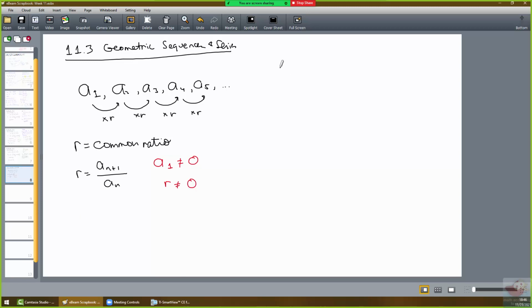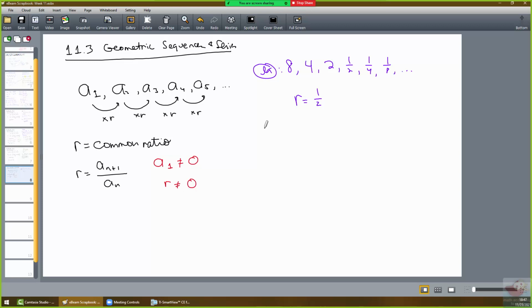So, for instance, if we had the sequence 8, 4, 2, 1, 1/2, 1/4, 1/8, ... What number do we keep multiplying by? 1/2. Good. And again, it has to work for every number shown. If it doesn't, like if instead of 1/8 that was 1/9, it's no longer geometric. It's just a sequence.